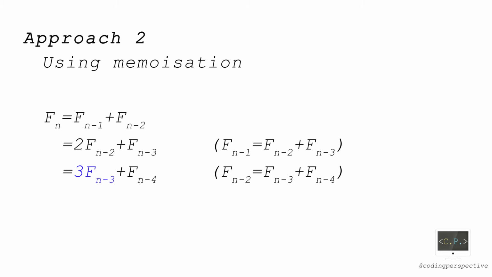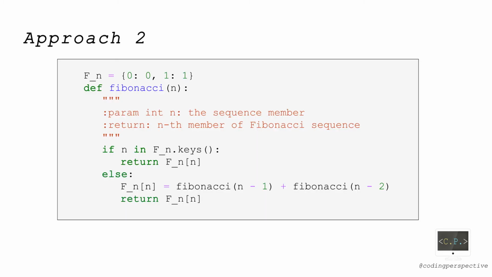Actually, we don't. After computing each sequence member at the first place, we can store them. Then, whenever we need to compute them again, we will just get them from the storage. Let's take a look at the second function of this video to see how it would work.